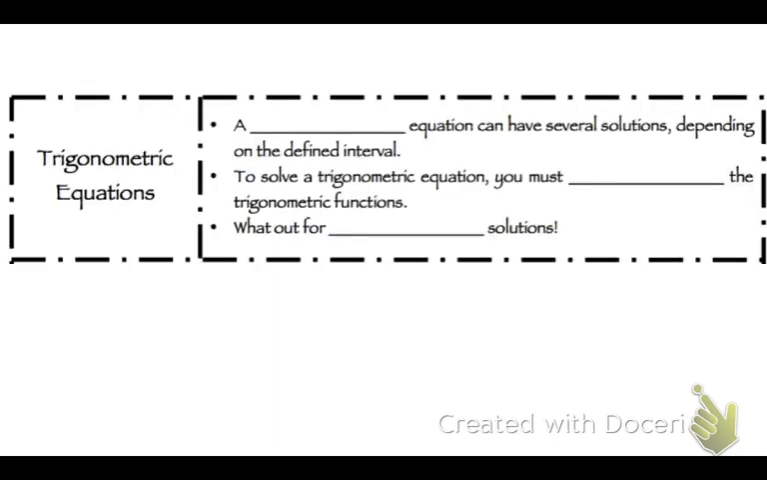A trig equation can have several solutions depending on the defined interval. To solve a trig equation, you must isolate the trigonometric function, so you must isolate the sine or the cosine or whatever it may be. And watch out for extraneous solutions. Okay? Let's get into solving some of these.